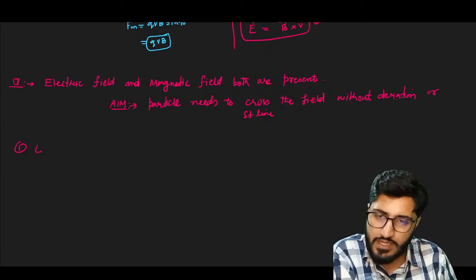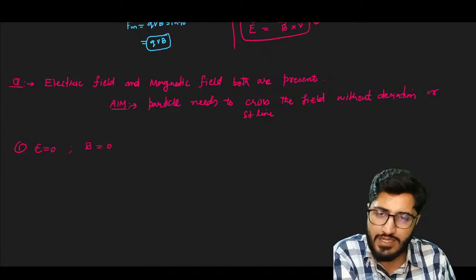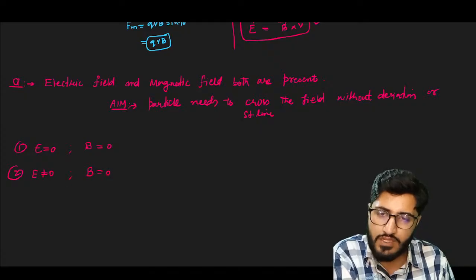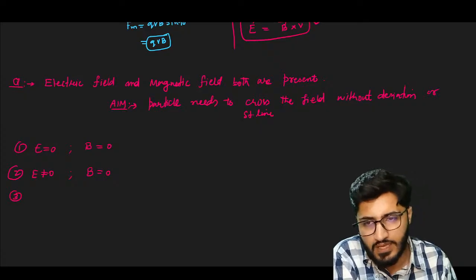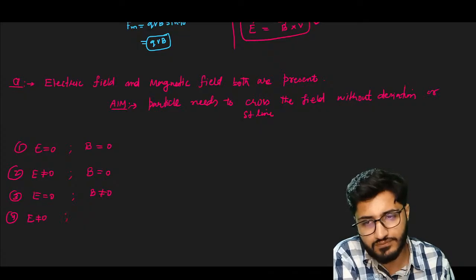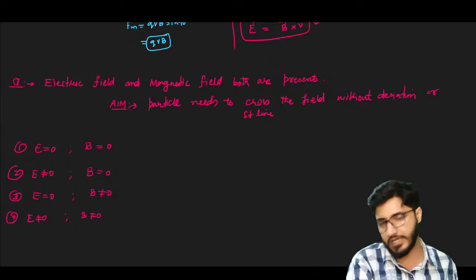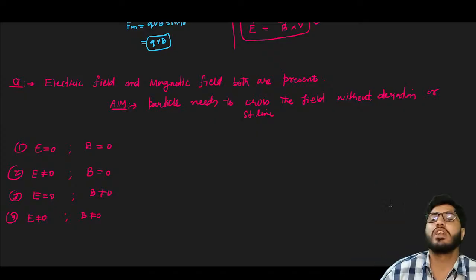So first option, if my electric field is 0 and my magnetic field is 0, in this case, is it possible? Second, if electric field is not 0 but magnetic field is 0. Third case, if electric field is 0 and magnetic field is not 0. Fourth case, both are present. So we have 4 options. We need to tick one correct one, or there may be more than one correct option also.